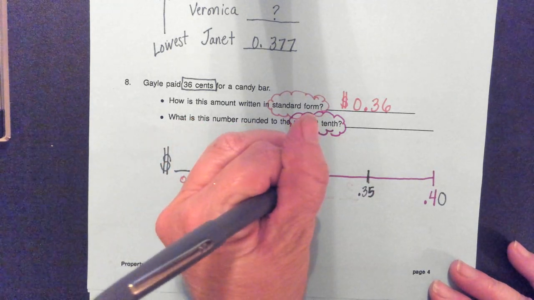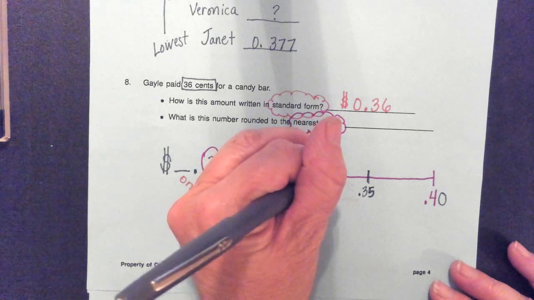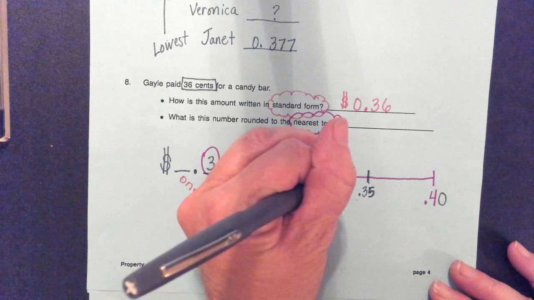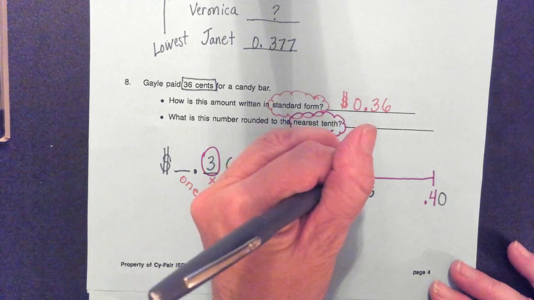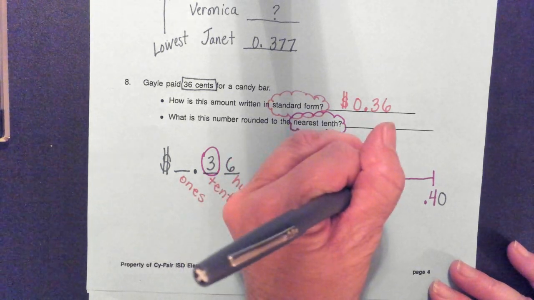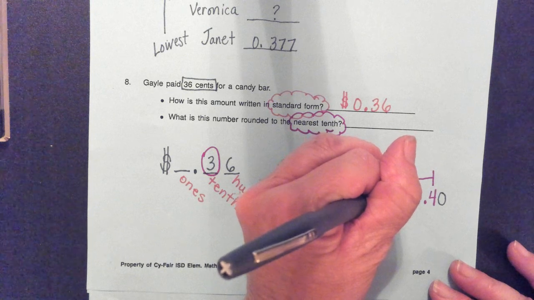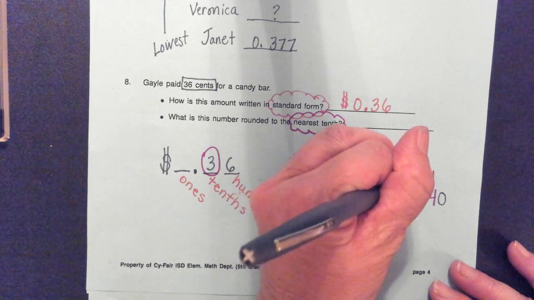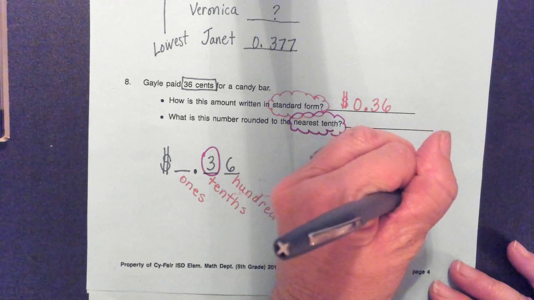So this would be 31 hundredths, 32 hundredths, 33 hundredths, 34 hundredths, 35, 36 hundredths, 37 hundredths, 38 hundredths, 39 hundredths.